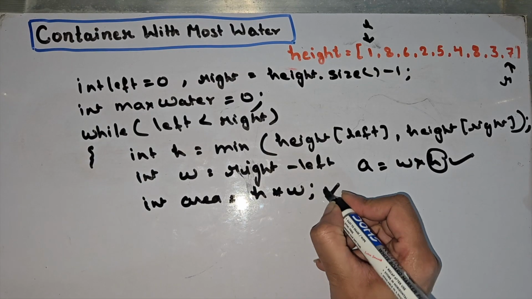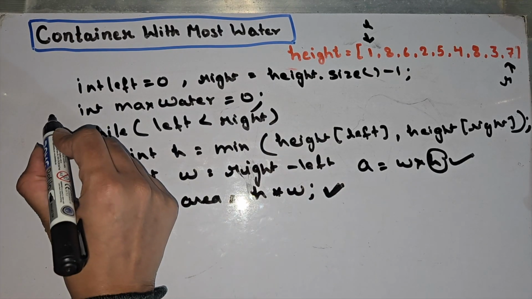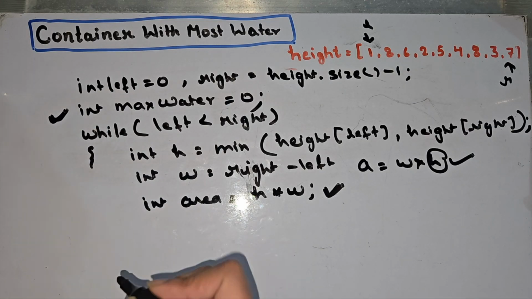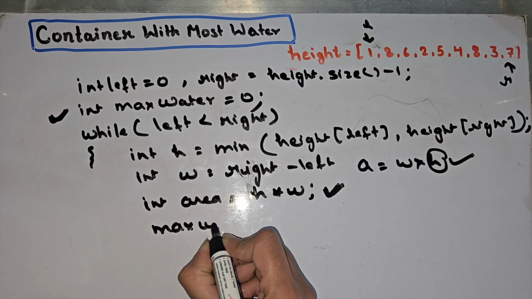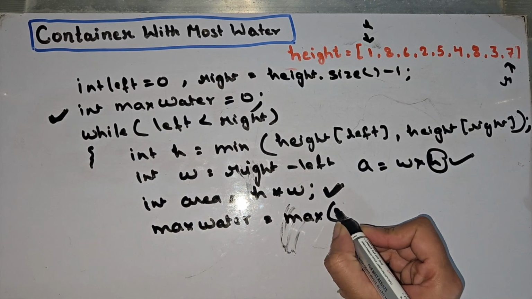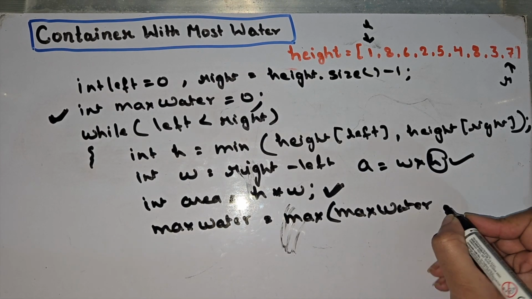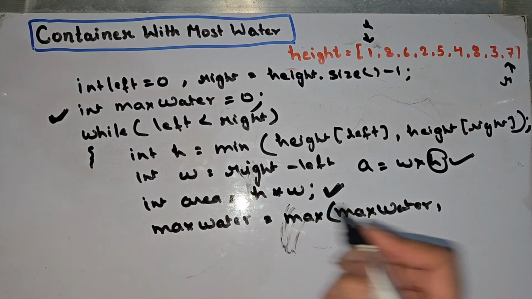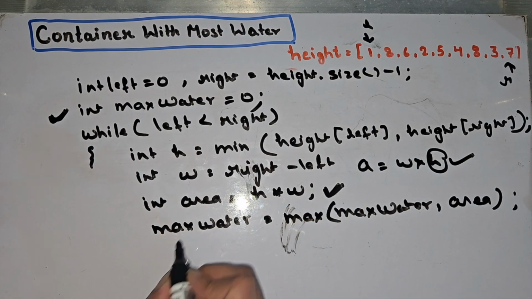Now we have the area. Now we need to keep our maximum area till now in this particular variable. So max water is equal to the max of max water till now, or whatever this area was. Whichever is maximum will be stored in this max water variable.